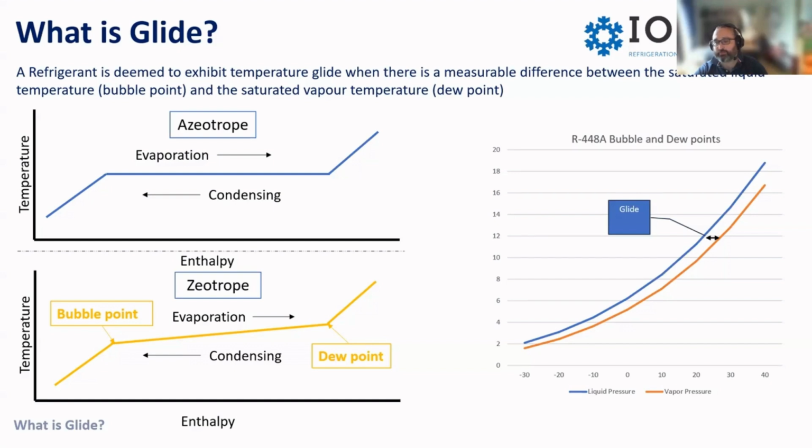And here is a pressure temperature graph showing the different pressure temperature relationship that liquid refrigerant R448A has compared to when it's a vapor. And this area here is glide.